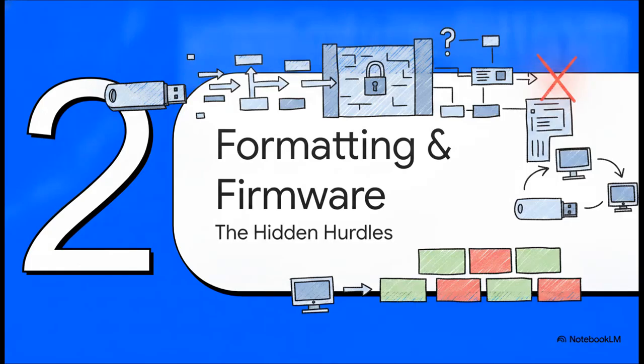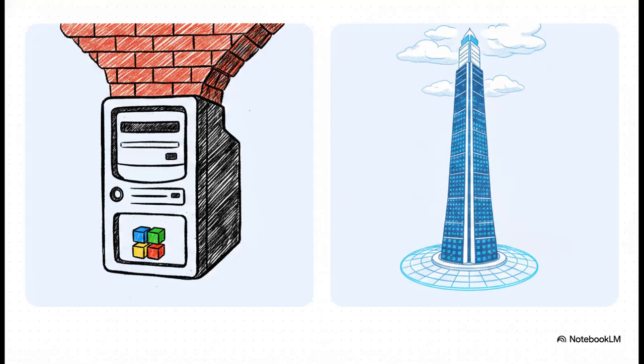Section 2, formatting and firmware. It is actually fascinating to see why so much older troubleshooting advice just totally fails on modern hardware. Basically, we have two main partition styles. First is MBR, or Master Boot Record. This is a standard straight out of the 1980s, and it has a very hard ceiling. It literally cannot read a drive larger than 2 terabytes, and it maxes out at just 4 primary partitions. Compare that to the modern standard, which is GPT, or GUID partition table.